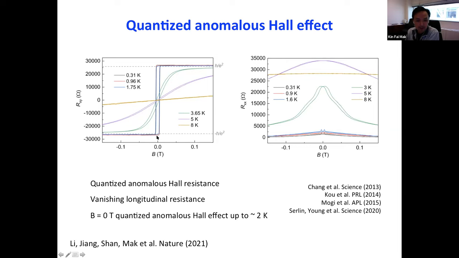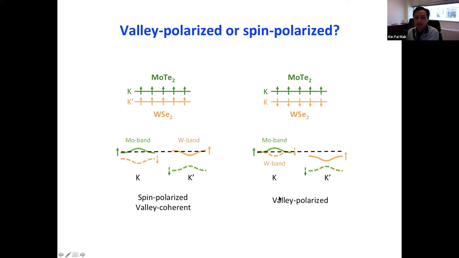And you also see a clear magnetic hysteresis loop that really shows the system is ferromagnetic. And at the same time, the longitudinal resistivity goes to a very small value compared to the Rxy. So all these are typical signatures of a quantum anomalous Hall insulator. And zero magnetic field quantization persists up to about 2 Kelvin, which is quite comparable to twisted bilayer graphene as reported by Andrea Young's group.